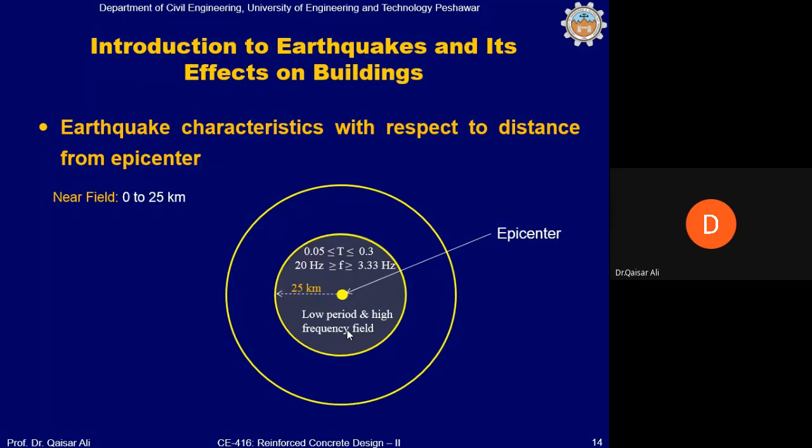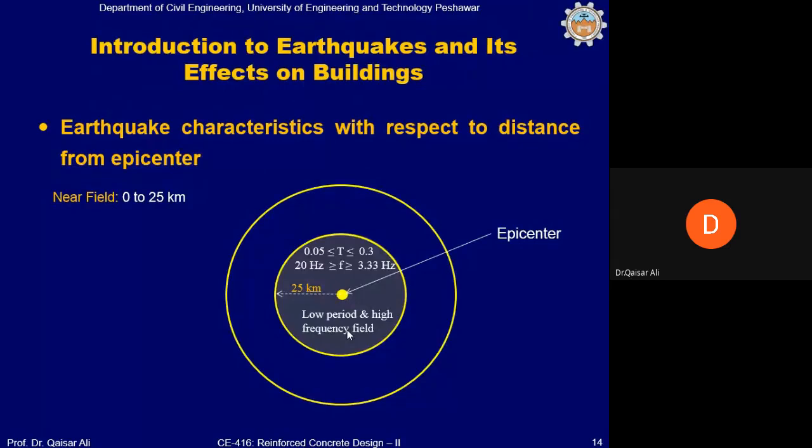The range of the frequencies is 3.33 to 20 hertz, and in terms of time period, the time period of the earthquake waves ranges from 0.05 to 0.3 seconds. You know that earthquake waves are not sinusoidal in nature, and they cannot be represented by a particular function. They are random in nature and they have a range of frequencies. However, within the near field, the range of frequencies will be such that the time period of these waves will be varying from 0.05 to 0.3 seconds.